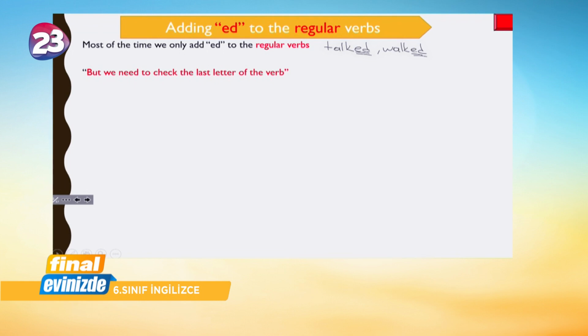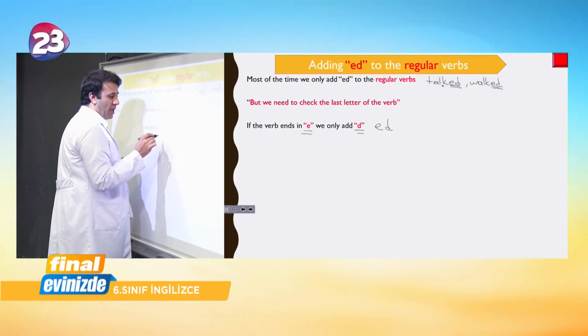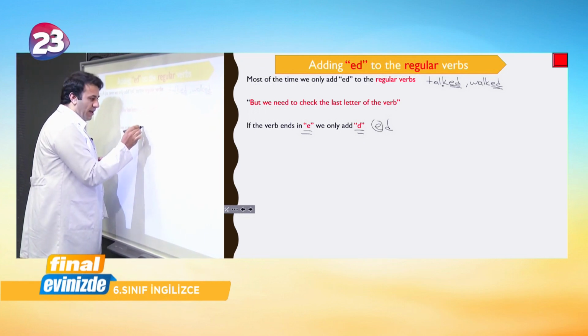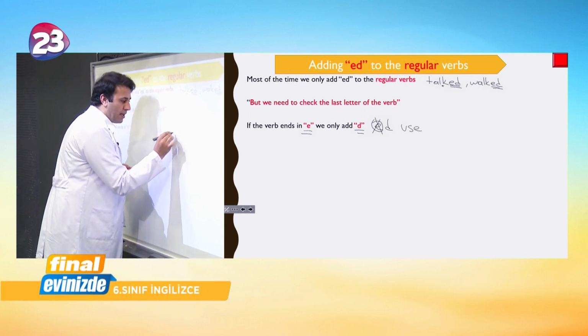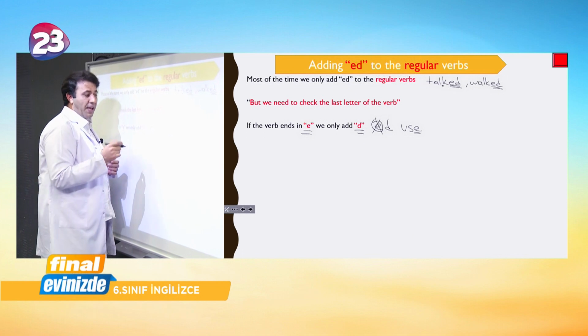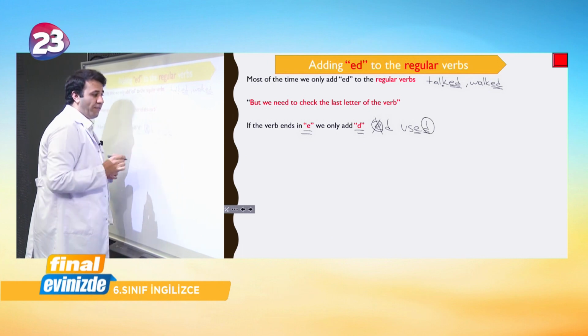Now, let's see. We need to check the last letter of the verb. Okay? We are going to check the last letter of the verb. If the verb ends in E, we are going to add only D. We are not going to add ED, because we've got E here. Therefore, we are not going to add ED. For example, use. Okay? Check the last letter of the verb: it is E. Therefore, we are going to add only D. Okay? D is enough for us.